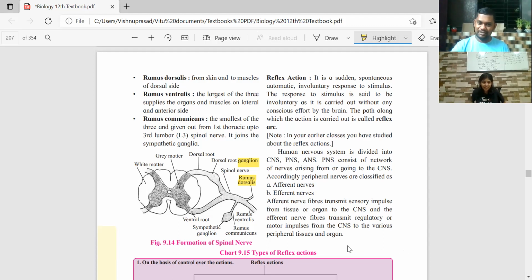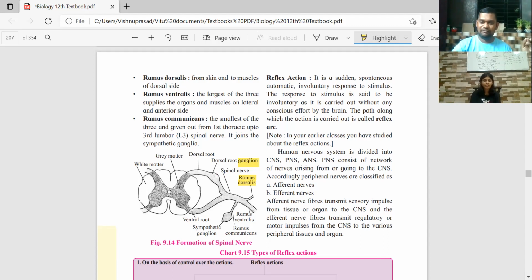Is it clear? So the structure that is formed like this is one spinal nerve. Now on this side, the same thing is formed on the other side. That's why it is one pair. All along the length of the spinal cord, there are 31 pairs. Now, did you understand how it is spread out?